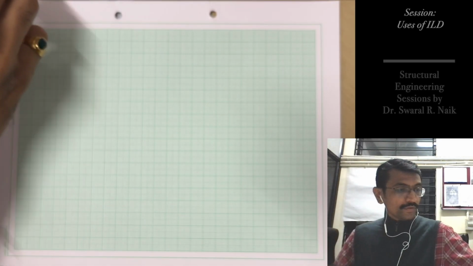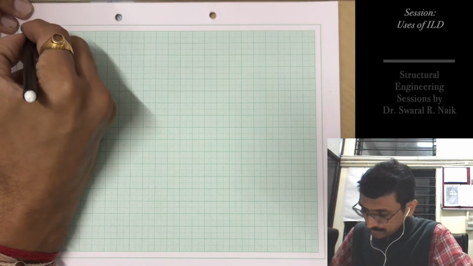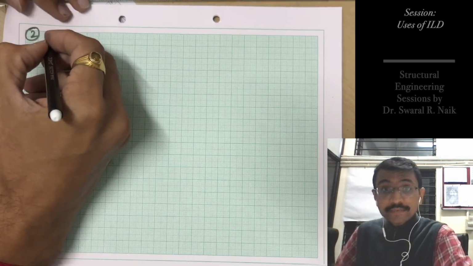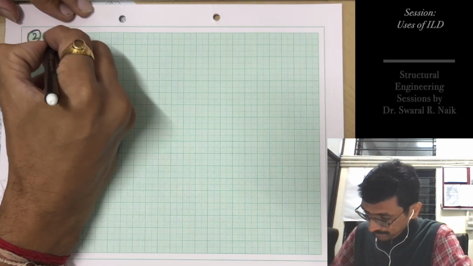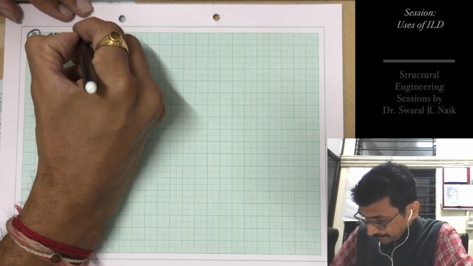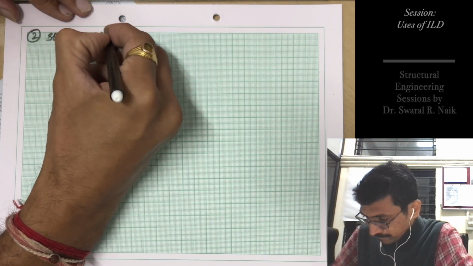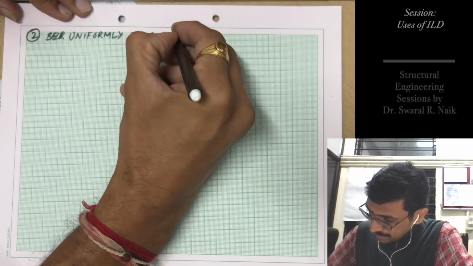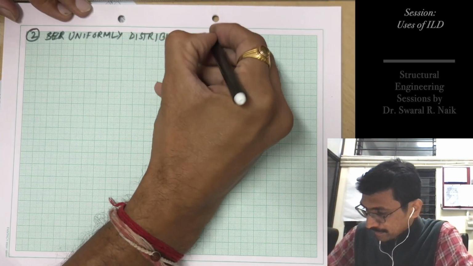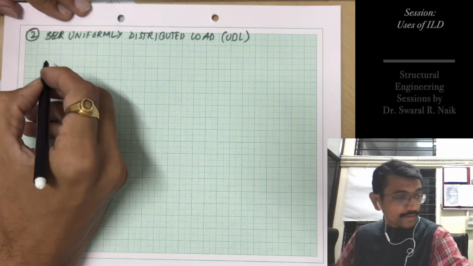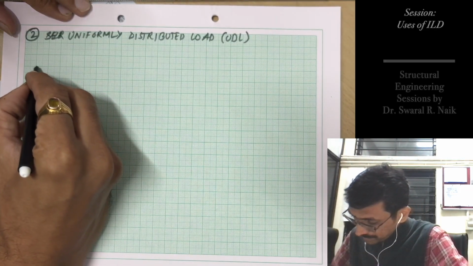Second case, that is our uniformly distributed load. So first is series of point loads, concentrated loads, and second is when the beam is loaded with a uniformly distributed load, UDL. Again drawing this beam.